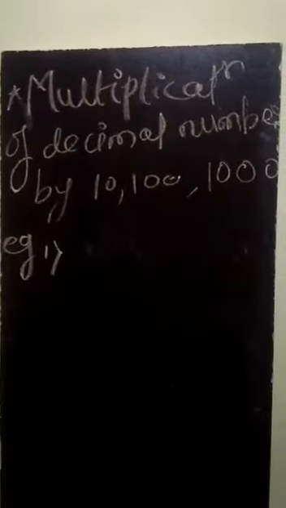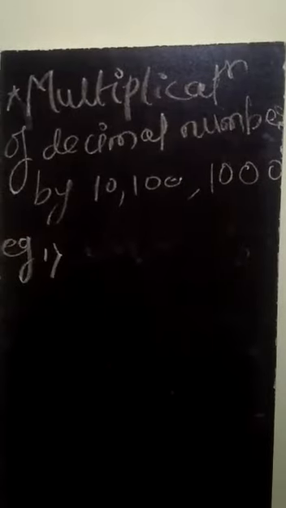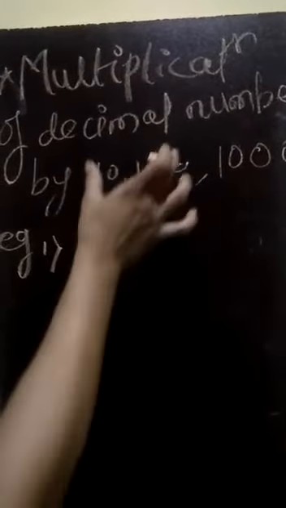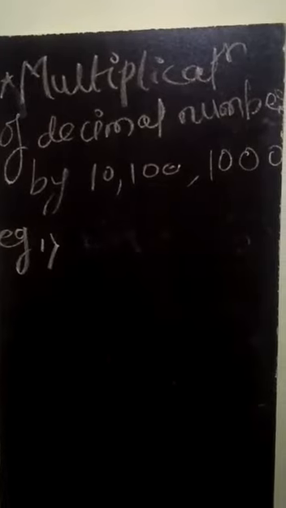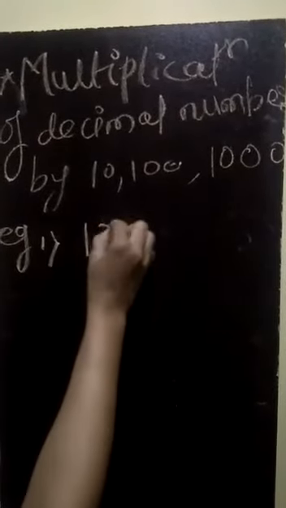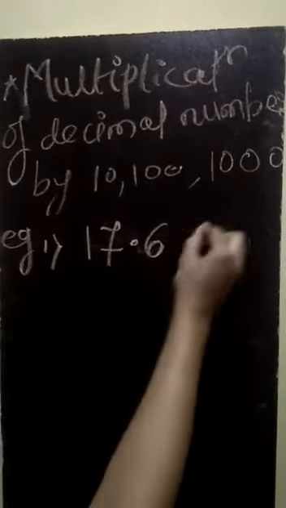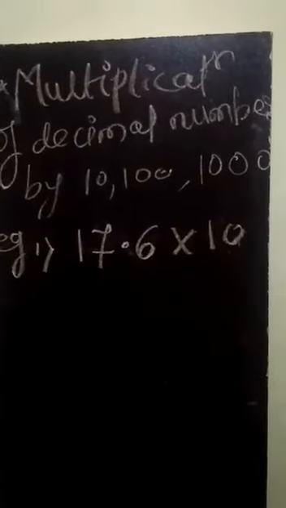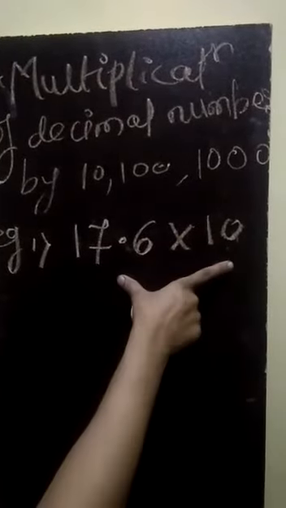Now today we are going to see the multiplication of a decimal number by 10, 100 and 1000. Yesterday we have seen the simple multiplication of decimal numbers, but here you have to multiply the decimal number by 10, 100 and 1000. So how will you do it? For example, if we have 17.6 multiplied by 10. Now, how will you solve it?